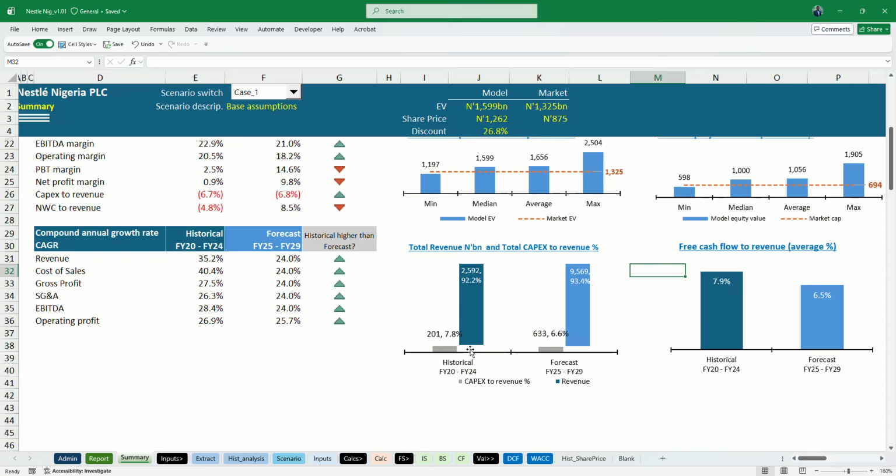And we can look at it. So historically, from 2020 to 2024, the capex to revenue is 7.8%, right? So if you look at the revenue and also the capex that was spent, it is 7.8%, and we're saying for the forecast, right? And that should be the total here. So we look at the total capex to total revenue generated within those periods.